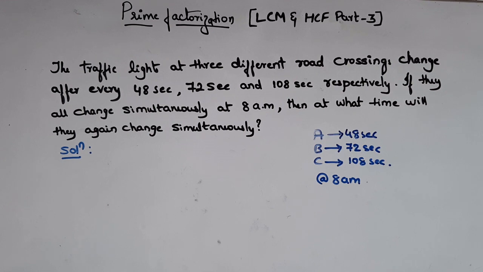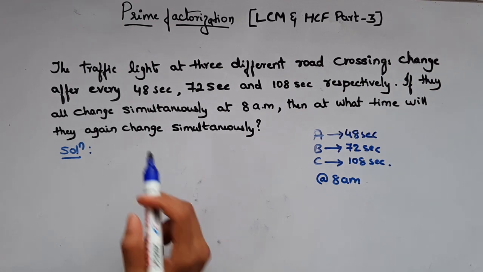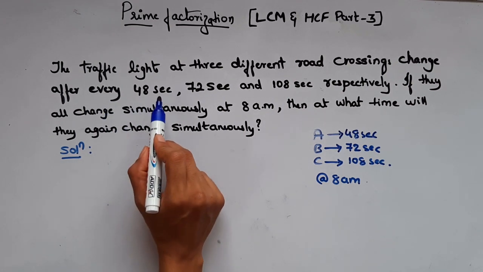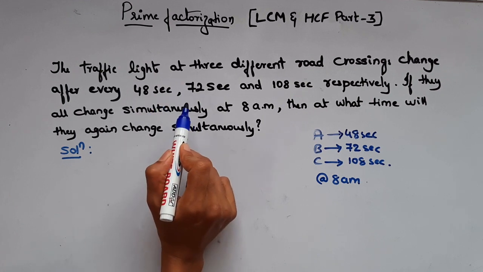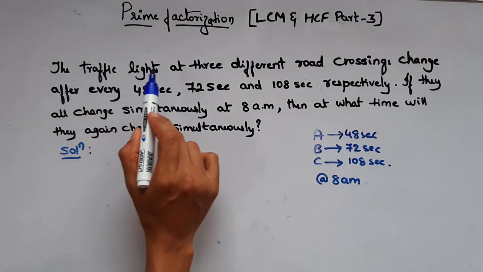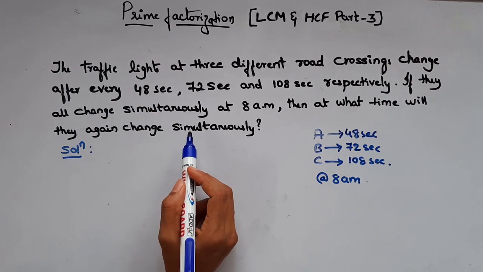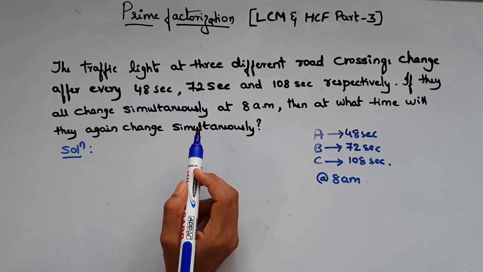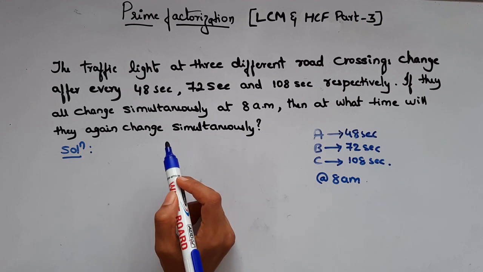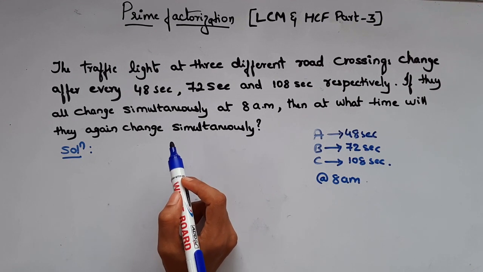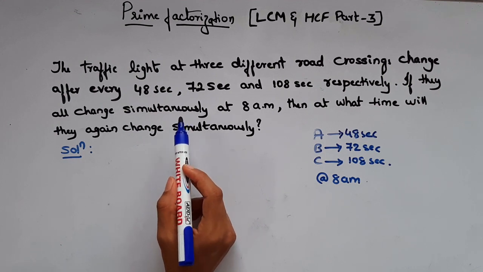So how to solve this? When you see the question, here the action is repeating again and again, right? That is, the traffic light is changing for every 48 seconds. So if you have seen my previous video where I have mentioned the keywords, action repeating comes under LCM, right? So this is an LCM problem.